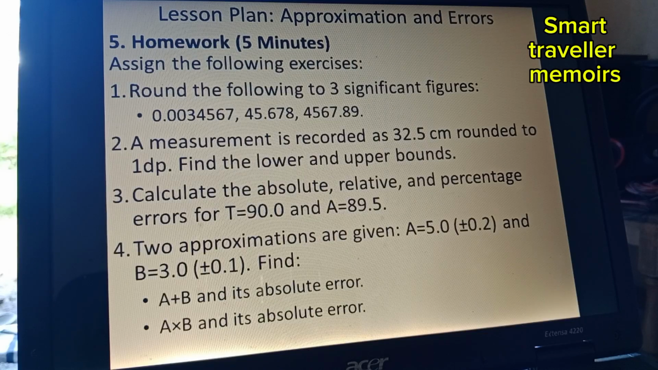3. Calculate the absolute, relative, and percentage errors for T equals 90.0 and A equals 89.5. 4. Two approximations are given: A equals 5.0 plus or minus 0.2 and B equals 3.0 plus or minus 0.1. Find A plus B and its absolute error, A times B and its absolute error.